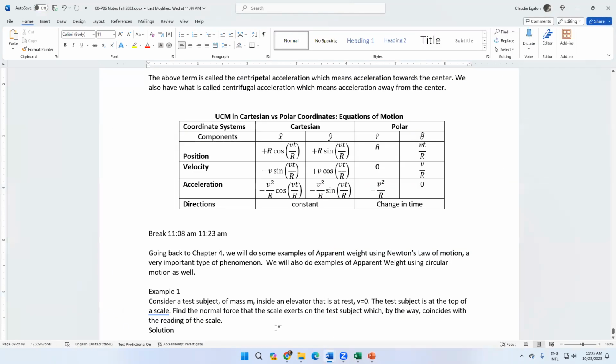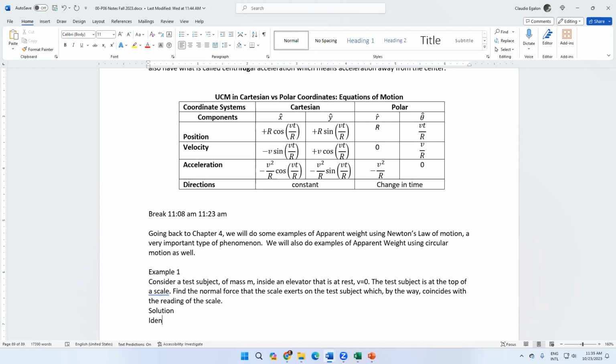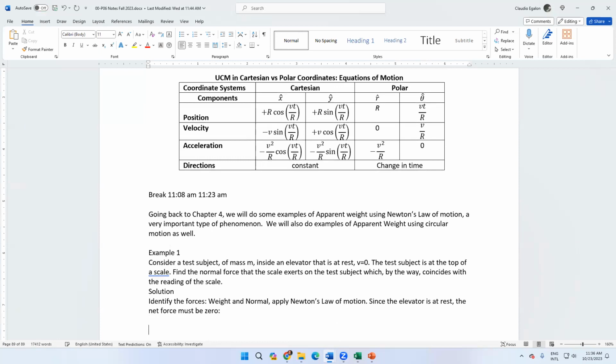Solution. Identify the forces. The first one that you identify is the weight, that's always there, and the normal. Apply Newton's law of motion. Since the elevator is at rest, the net force must be 0, right?